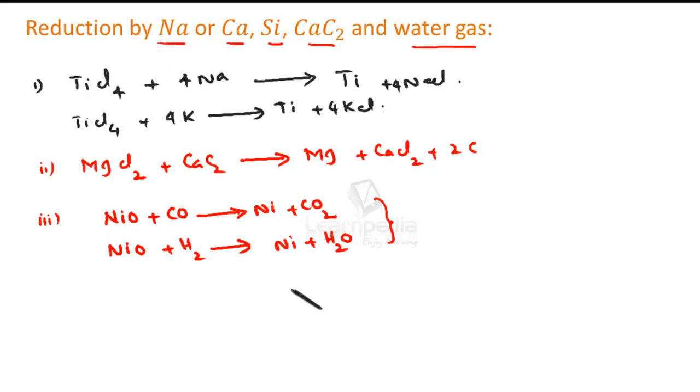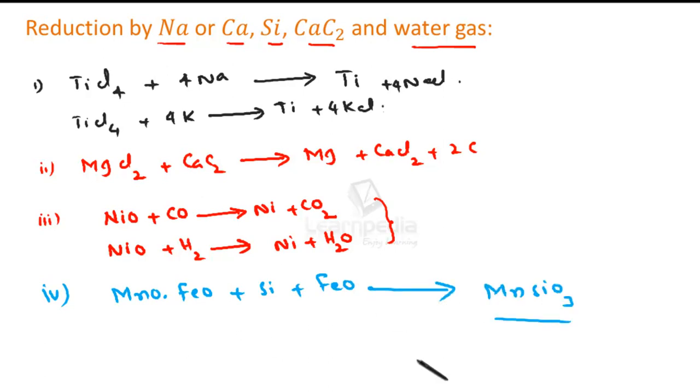And silicon can be used as a reducing agent. In the case of MnO.FeO, it can be reduced with silicon and iron oxide to give MnSiO3. The silicate is formed along with iron. So thus here silicon is used as the reducing agent. So in addition to some of the common reducing agents, we can also use alkali metals like sodium, potassium, alkaline earth metals like calcium, and silicon, calcium carbide, and water gas as reducing agents.